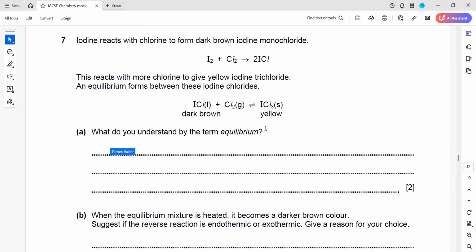Iodine reacts with chlorine to form a dark brown iodine monochloride. This reacts with more chlorine to give a yellow iodine trichloride.